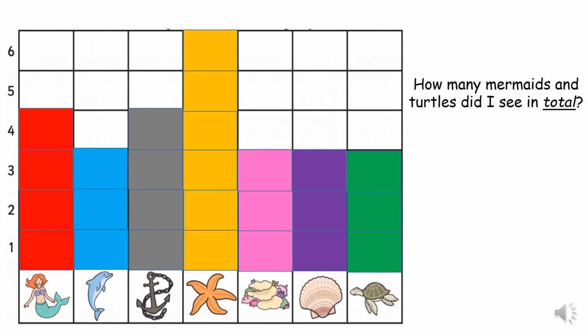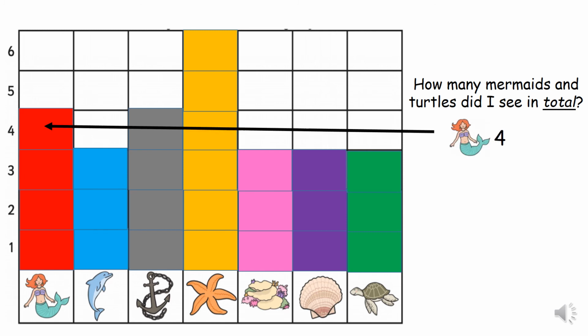How many mermaids and turtles did I see in total? What is this question asking us to do? Good, it's asking us to add, because the words in total mean that we're combining amounts, so we are adding. So mermaids and turtles. We saw 4 mermaids and we saw 3 turtles. So 4 plus 3 equals 7. We saw 7 mermaids and turtles in total.